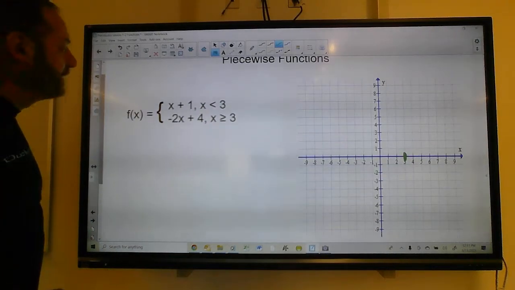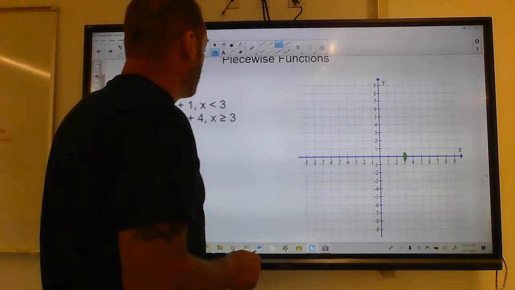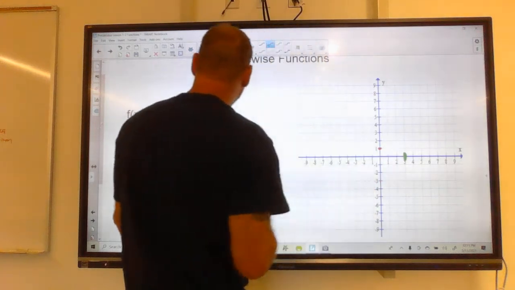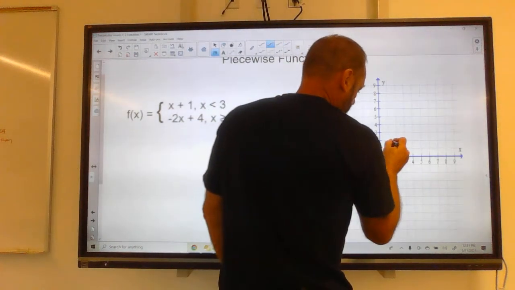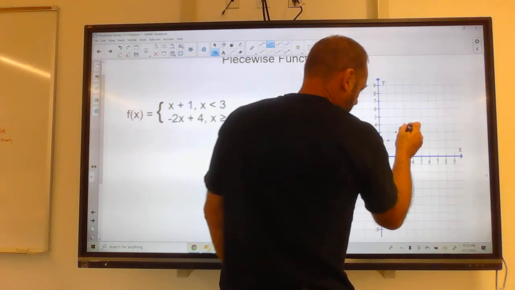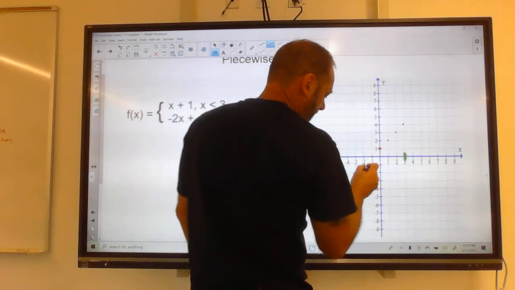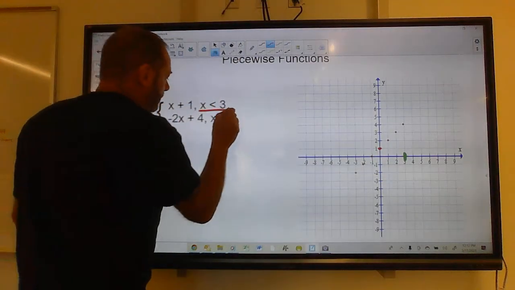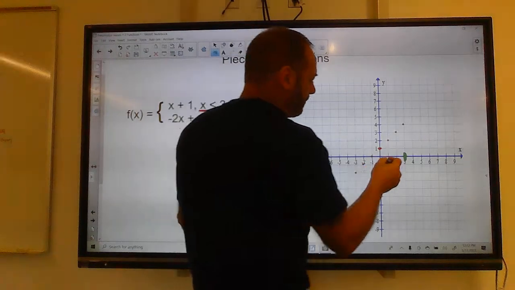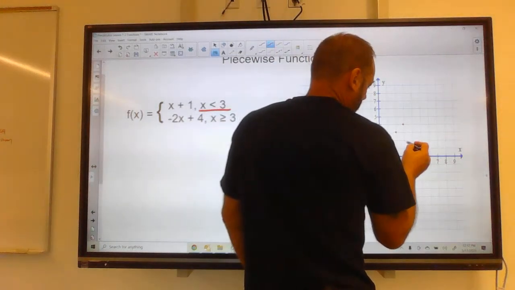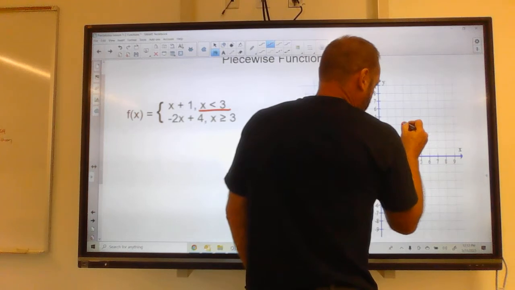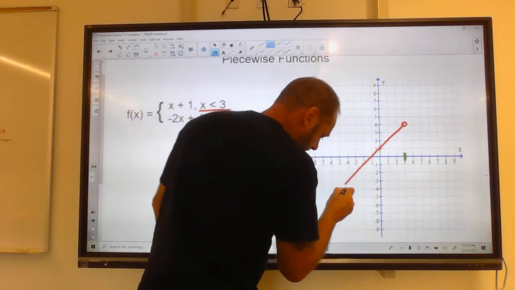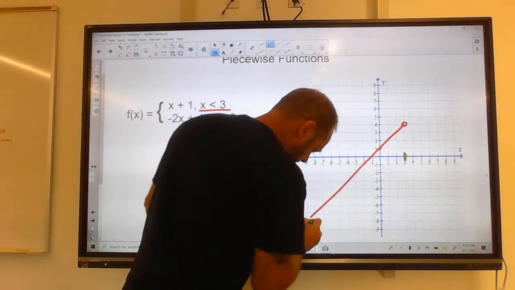So x plus 1 is a line that has a y-intercept of 1 and a slope of 1. So it's going to go up 1 over 1, up 1 over 1, up 1 over 1, down 1 to the left 1, and so on. Now, I only want this when x is less than 3, so I'm not going to go beyond here. In fact, since it's less than, I have an open circle right here. And then this line goes like this through my graph.